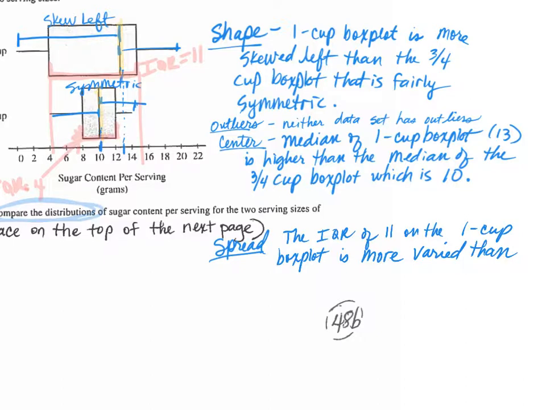Is more varied than the 3/4 cup IQR of 4. Yes, ma'am. When I first looked at the 3/4 cup box plot, I thought it was skewed left, but less skewed left than the top one. So if I did that, would it be okay? Yeah, it probably wouldn't have marked you off because it is a little bit that way, but you probably wouldn't have caught that was symmetric. Yeah.